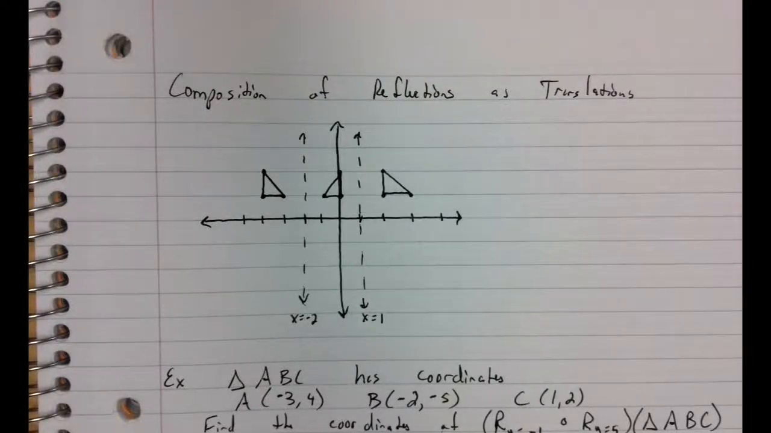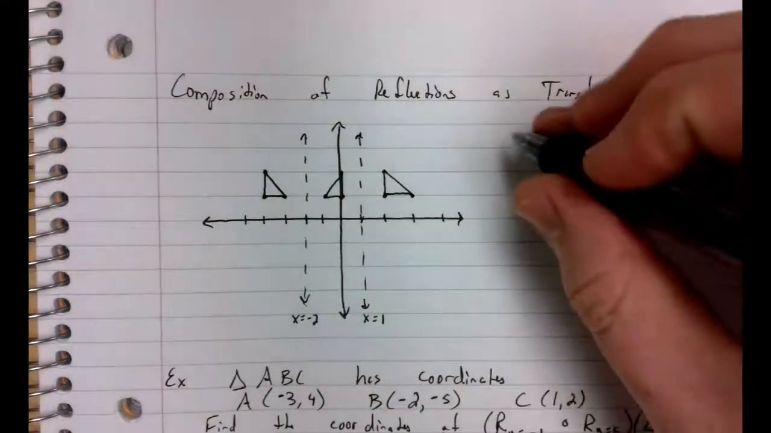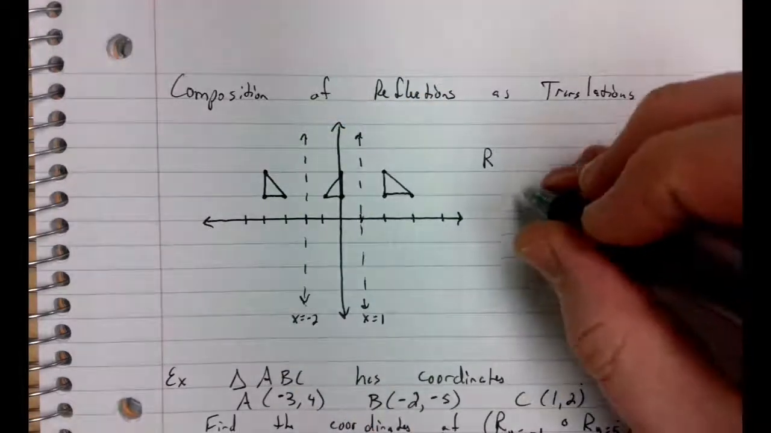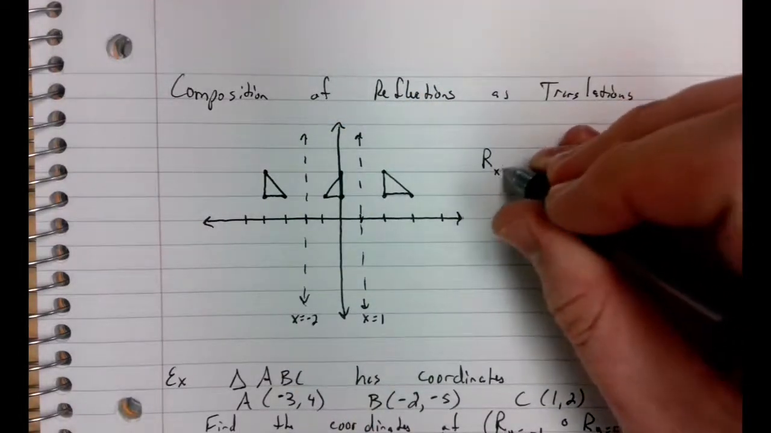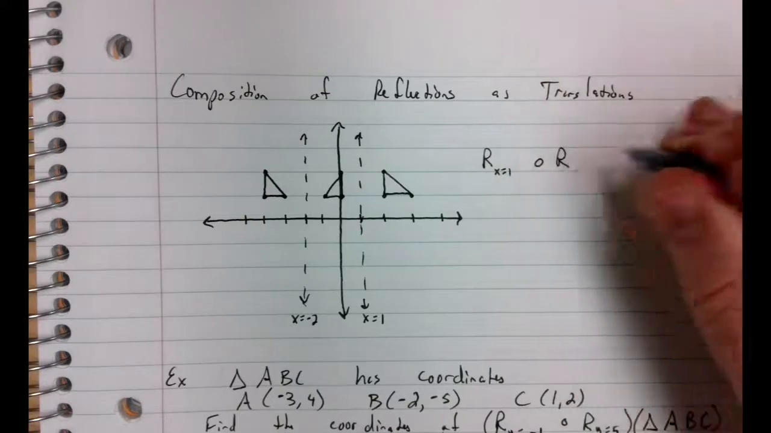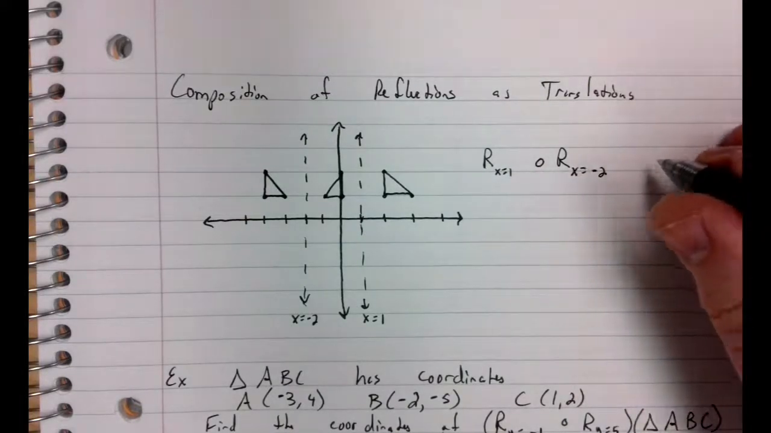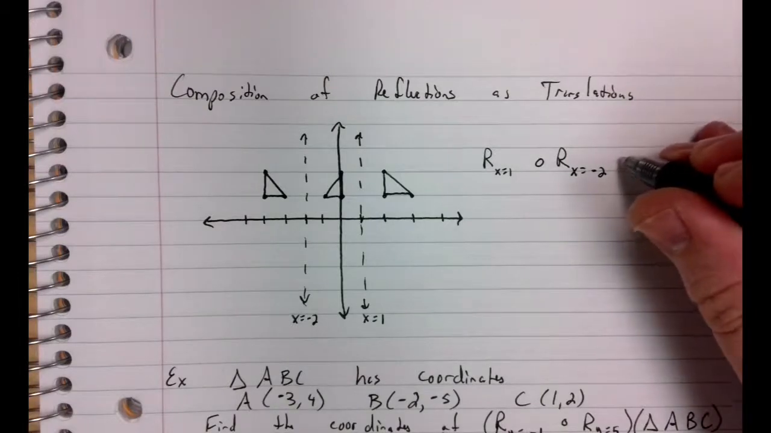Alright, Miss Dean, this is what we were struggling with in class today, so I just want to talk to you about this. Right here, what this represents is the reflection of this triangle, specifically over the line x equals 1, composed with the reflection over the line x equals negative 2. And then here this is going to be of, we'll say, the triangle.